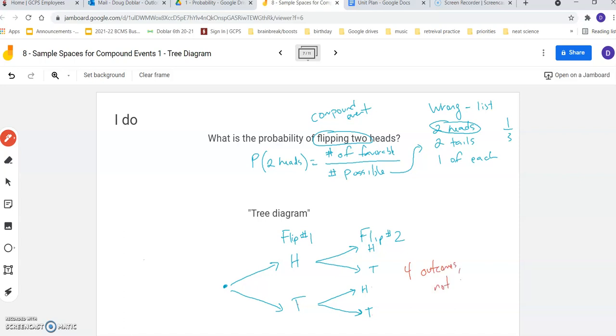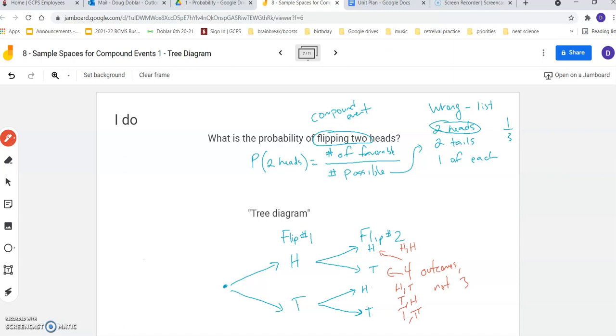not 3. And the tree diagram makes it really easy to find this, right? The 4 outcomes are what I end up with over here. 1, 2, 3, 4. So this one shows me heads, then heads. This one shows me heads, then tails. This one shows me tails, then heads. And this one shows me tails, then tails.